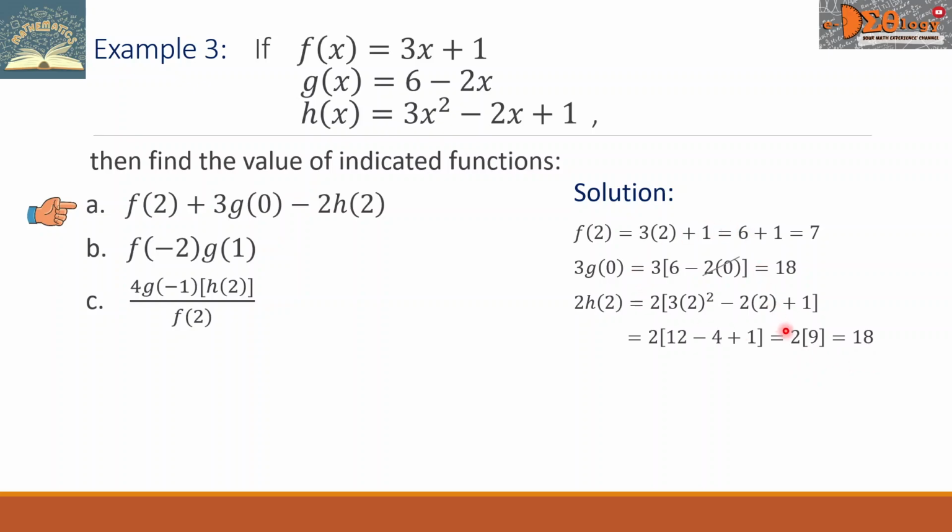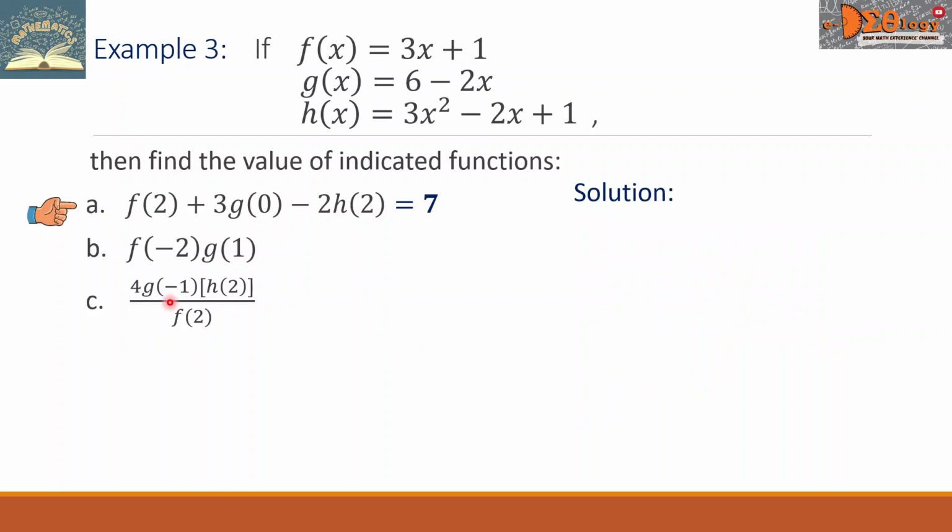We have now the values and we will substitute in here. So f of 2 is 7 plus 3 times g of 0, that is 18, minus 2 times h of 2 is 18. So 7 plus 18 minus 18. This 18 minus 18 is simply 0, so we bring down the value 7. For problem A, the answer is 7. Let's copy this answer opposite problem A.